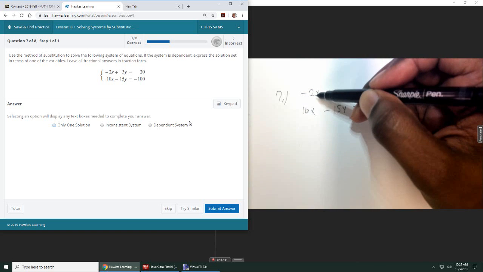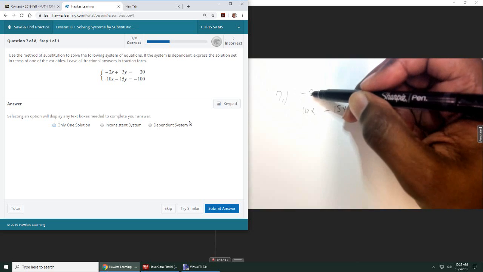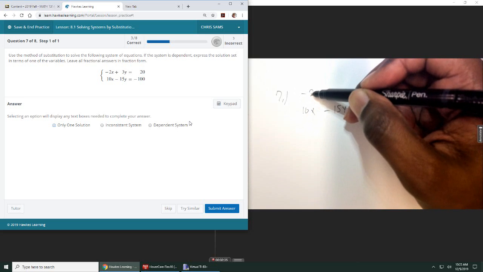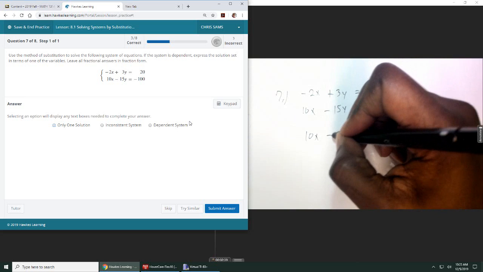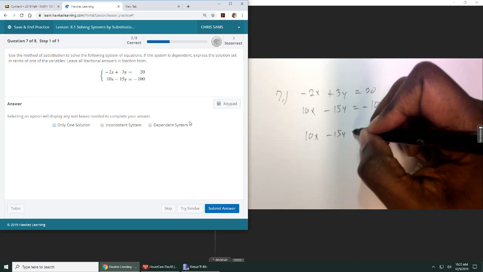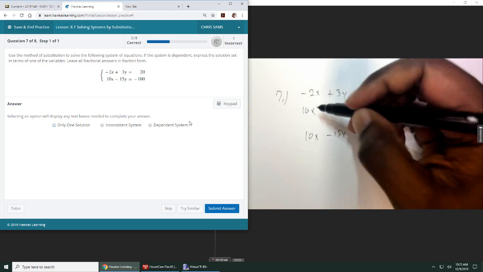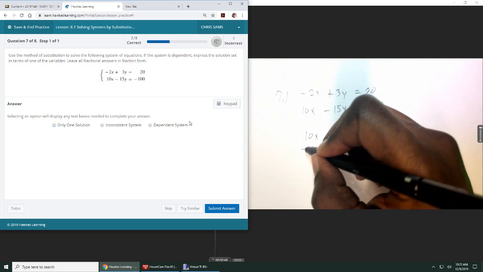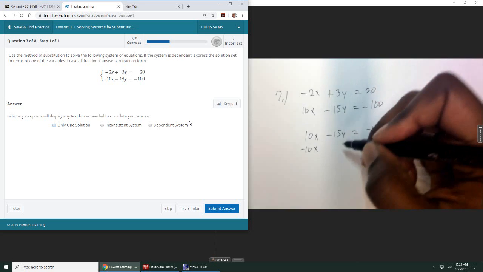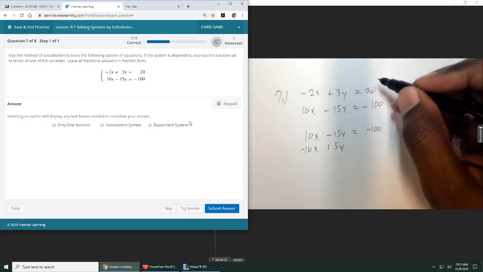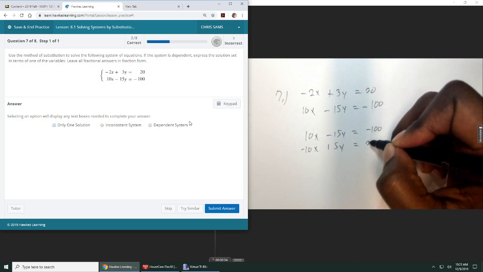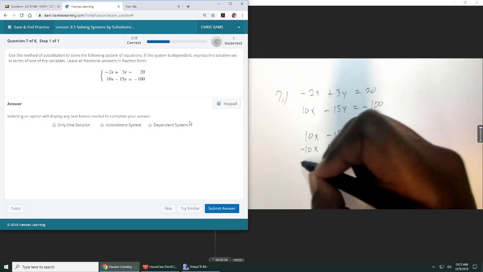We're going to multiply and get rid of x again. Just multiplying by 5 will get us the opposite sign with the same number. So my 10x minus 15y equals negative 100. Multiply by 5 and we get negative 10x. Multiply by 5 we get 15y. Multiply by 5 we get 100. 5 times 20 is 100.